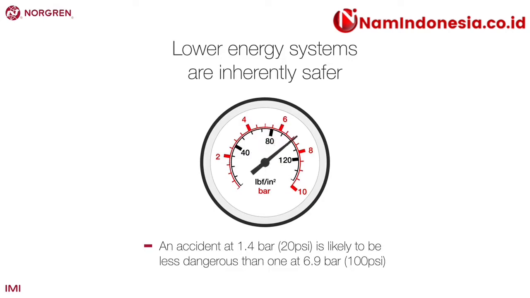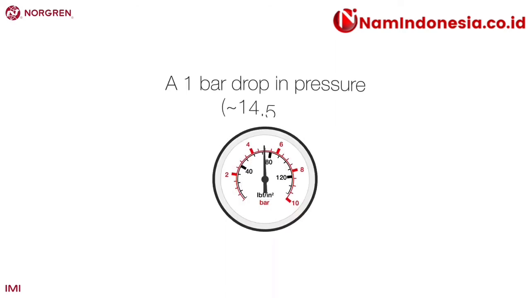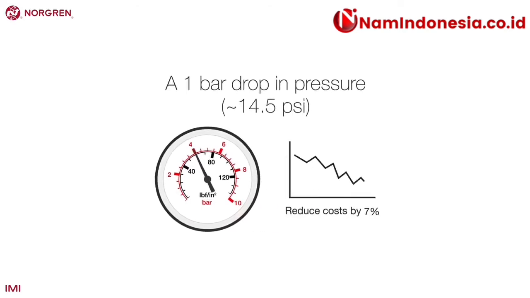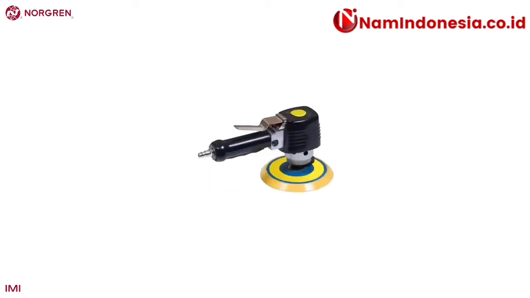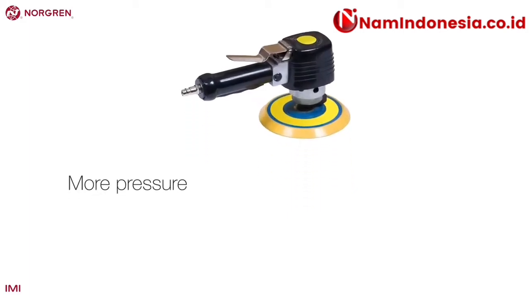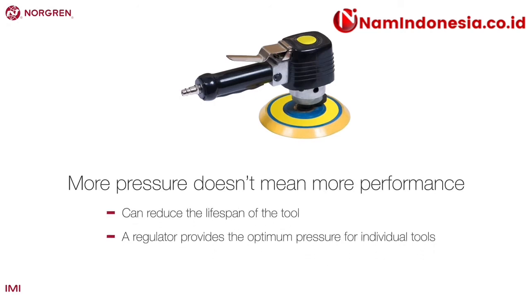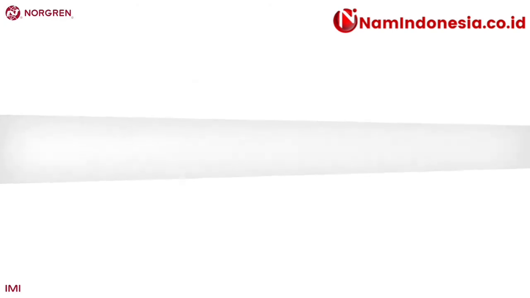A regulator can also save a lot of money. Just a 1 bar drop in pressure can reduce running costs by up to 7% across an entire compressed air system and the components that run on it. Also, tools have a pressure rating for optimum efficiency. More pressure doesn't mean more performance and can in fact reduce the lifespan of the tool. A regulator will provide the optimum amount of pressure for individual tools. Regulators are essential on most systems and can quickly pay for themselves.